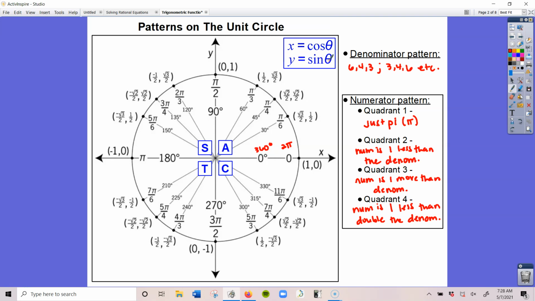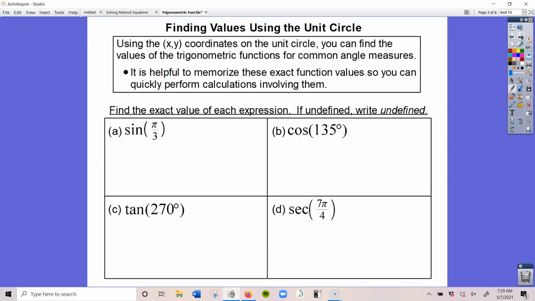So if I ask you what is the cosine of pi over 4, you would look at the x and it would be the square root of 2 over 2. If I asked you what is the sine value of 210 degrees, we would look over here and the sine value would be negative 1/2 because that is the y. So let's practice that. So right now we're just going to read the unit circle.